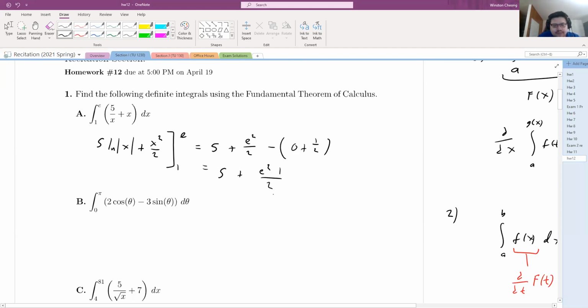Oh, wait, no. Actually, there's a better way to combine this. I see. Why did I not see that just now? There's a better way to combine that. So 5 minus a half, that's 9 halves.